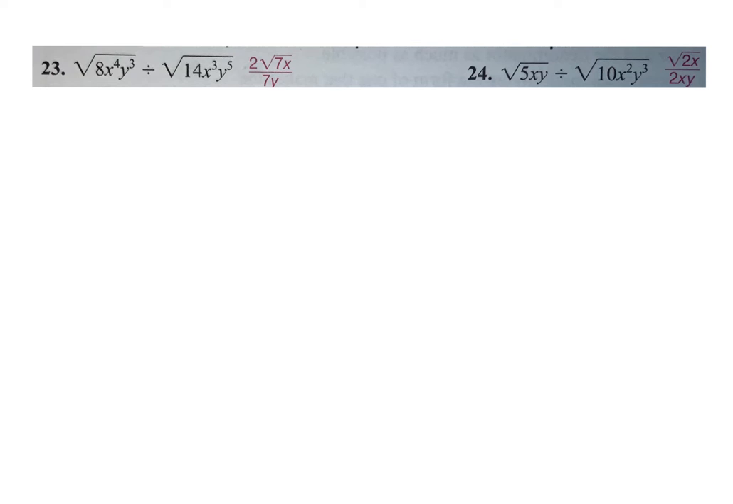Look at both of these. So when I have this first one, I am going to rewrite it so that I can see. Actually, I'll just do this: 8x to the 4th y cubed divided by 14x cubed y to the 5th. All right. So the first thing I'm going to look at is the numbers.